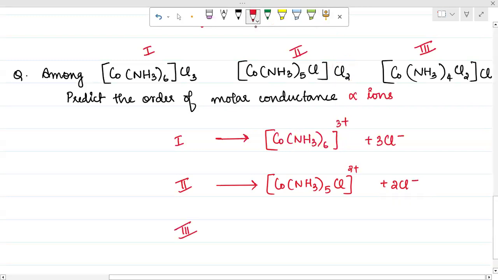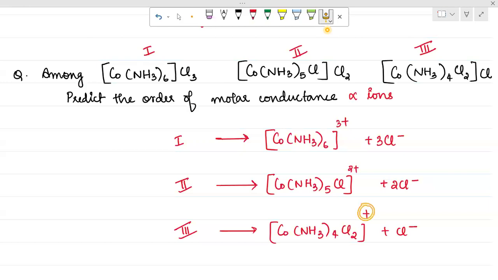And what will happen to the third one? That will be [Co(NH3)4Cl2] +, positive, plus Cl-. How do I understand whether it is plus 1 or plus 2? If there are 3 minus counter ions, the charge on the sphere would be 3 plus. If there are 2 minus counter ions, the charge on the complex would be 2 plus. As a whole, it should be electrically neutral.